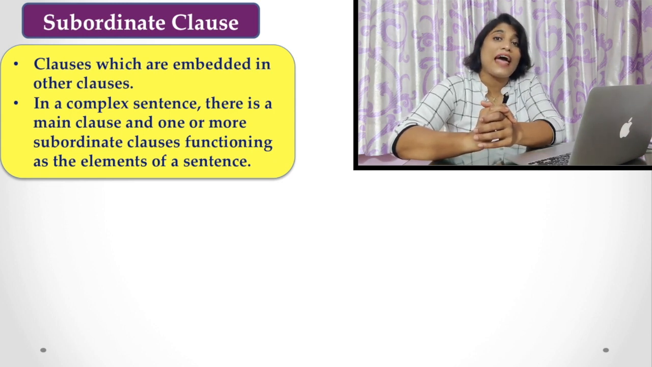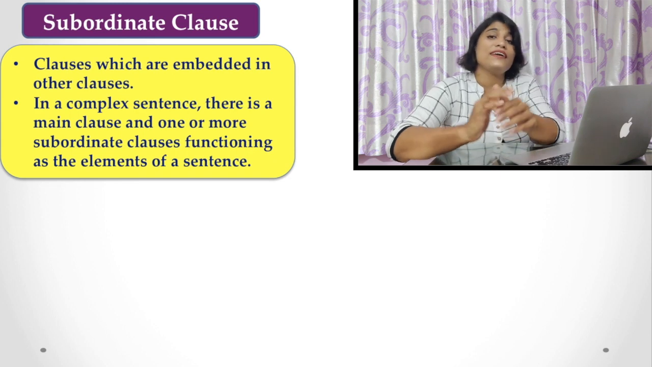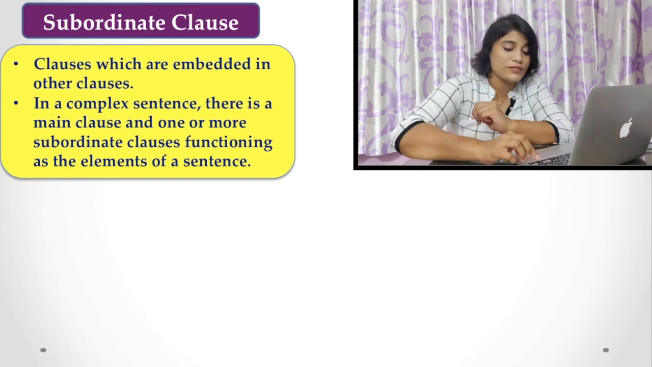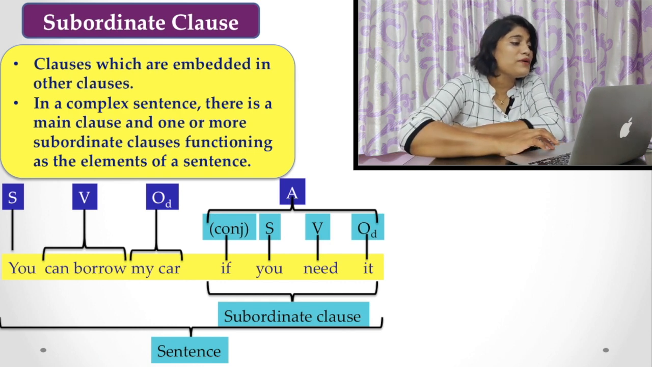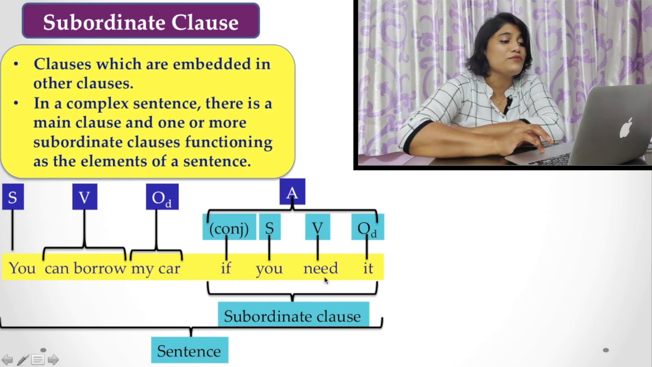And there is another important feature of a subordinate clause. If we consider a subordinate clause alone, it does not have any meaning. It derives meaning only when it is used with the main clause. Here is an example: you can borrow my car if you need it.